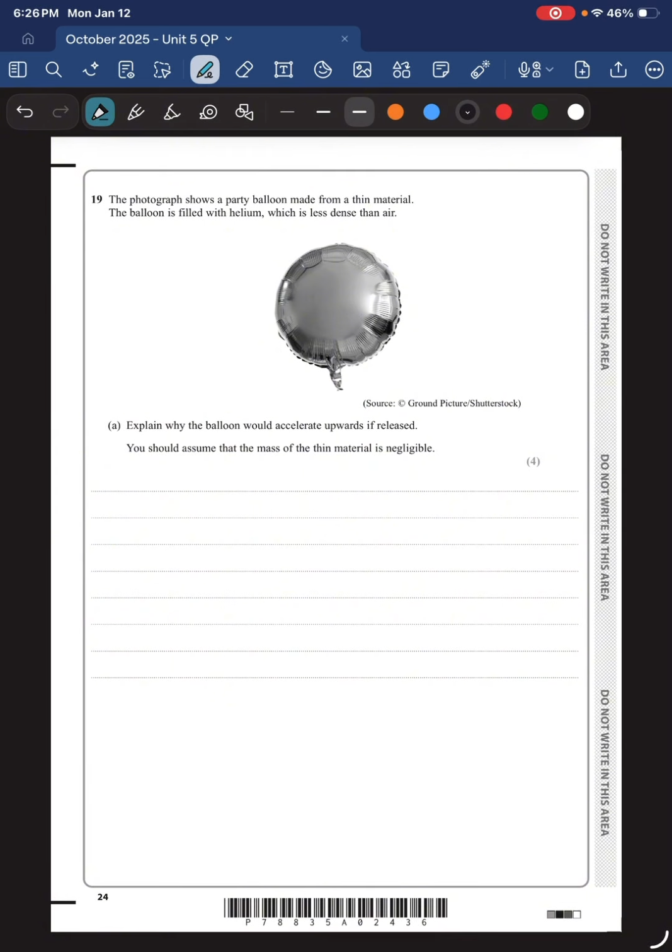Okay, so I'm going to draw on the balloon. If this is the center of mass of the balloon, it will experience an upthrust and its weight, right? So two forces are acting. So what is the upthrust? The upthrust is going to be equal to the density of air times the volume times g.